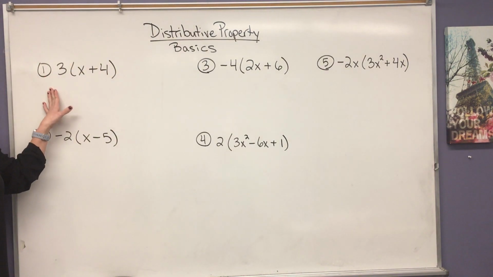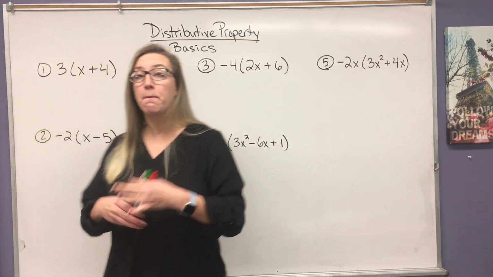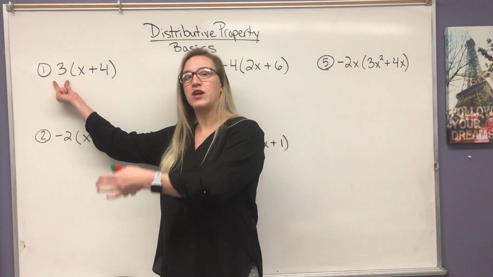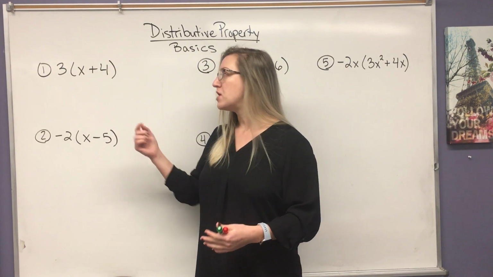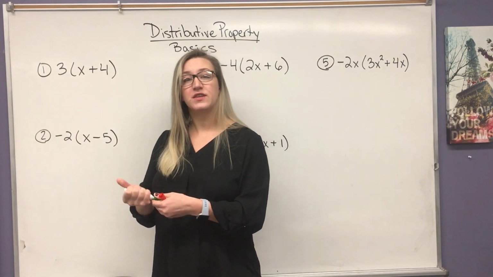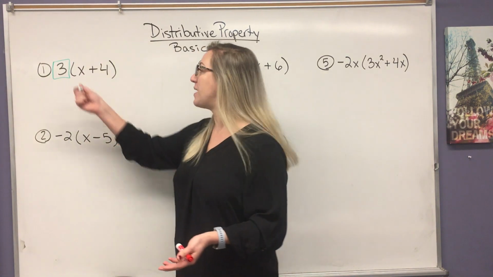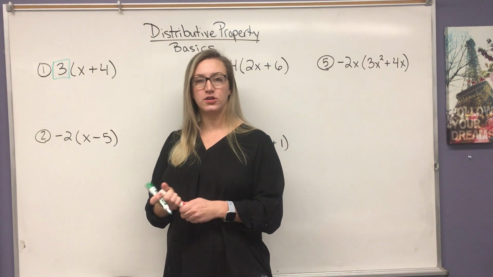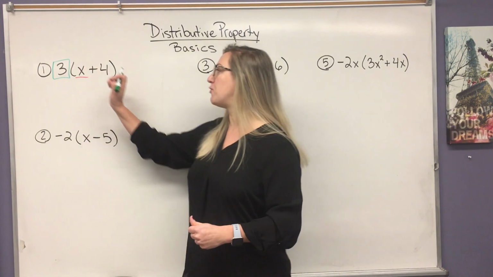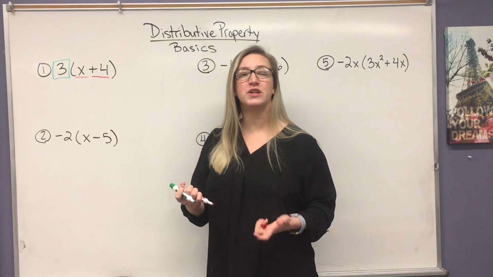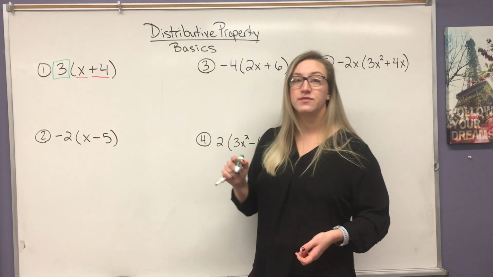So, for number 1, we have 3 parentheses x plus 4. The distributive property is the idea that you can multiply a term in front of the parentheses to every single term inside the parentheses. So, the 3 is the term in front of the parentheses, and we are going to multiply the 3 to every term inside. If we take a look, there are 2 terms. X is one term, and then positive 4 is the next term. You always want to take the sign with it, because that's going to be important when we're multiplying negatives.